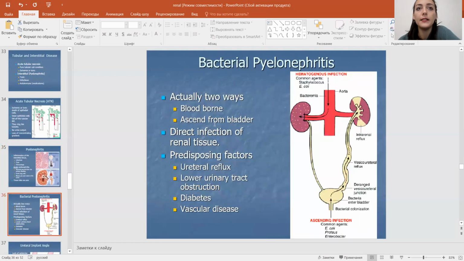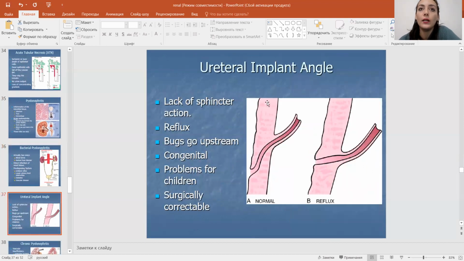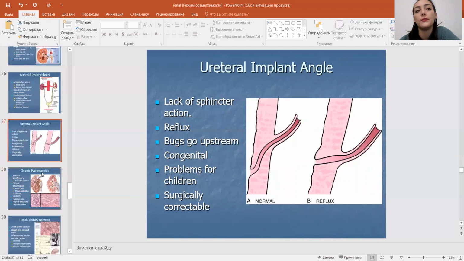Bacterial pyelonephritis, actually two ways, bloodborne or ascent from the bladder. And bloodborne, direct infection of renal tissue. Predisposing factors: ureteral reflux, lower urinary tract obstruction, diabetes, vascular disease. Ureteral implant angle, lack of sphincter action, reflux, congenital problems for children, surgically correctable.